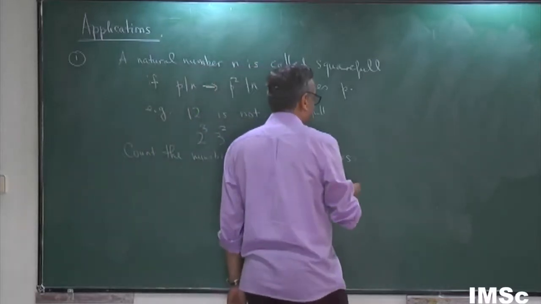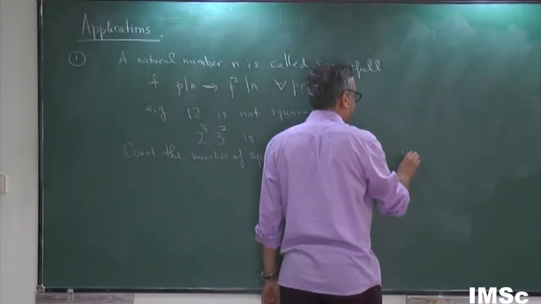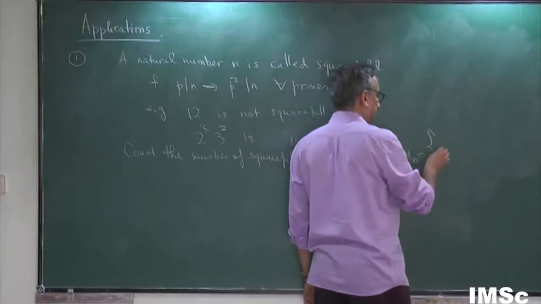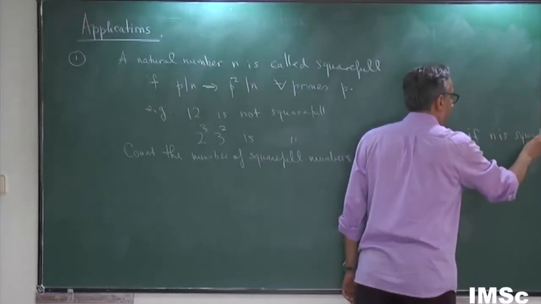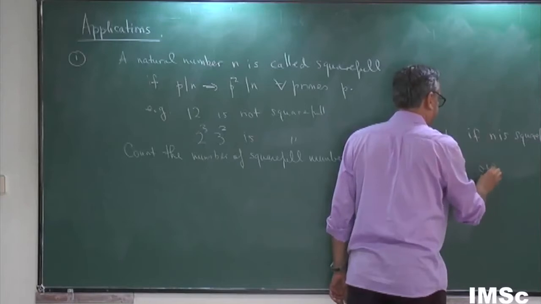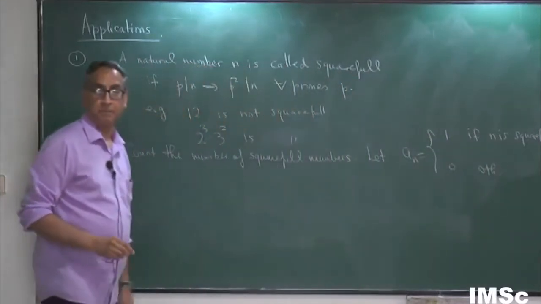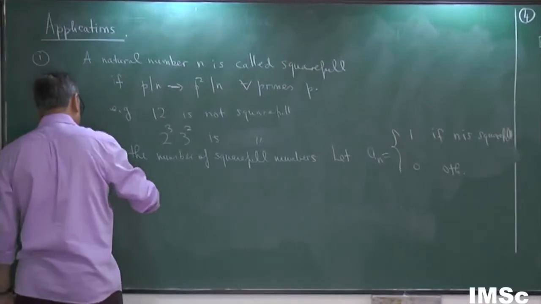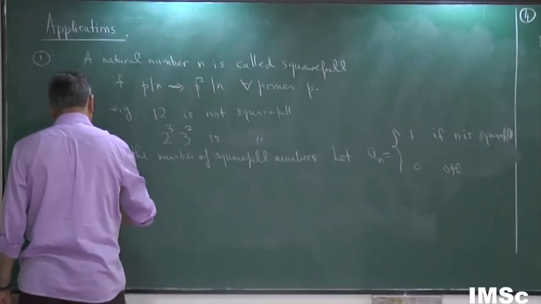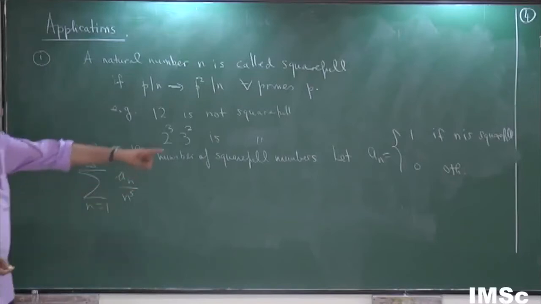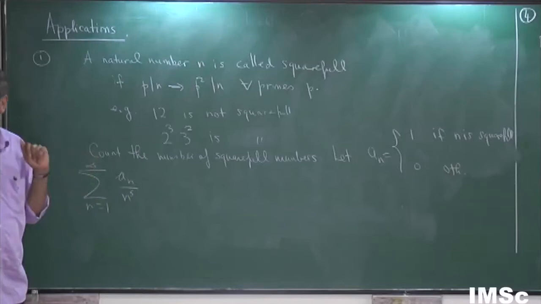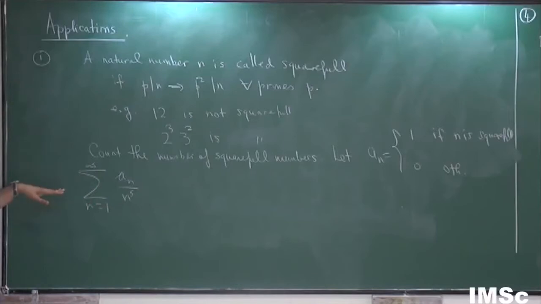So let's define a sub n to be 1 if n is squareful and 0 otherwise. Okay? And now try to consider the Dirichlet series a sub n over n to the s. We'd like to get our hands on the summation of a sub n, because a sub n is 1 whenever n is squareful and 0 otherwise. So the question is, what is this Dirichlet series?